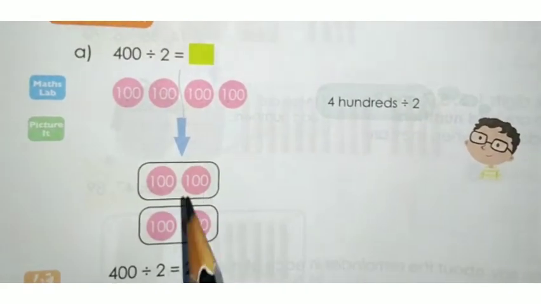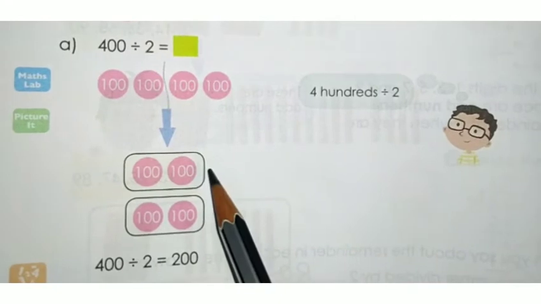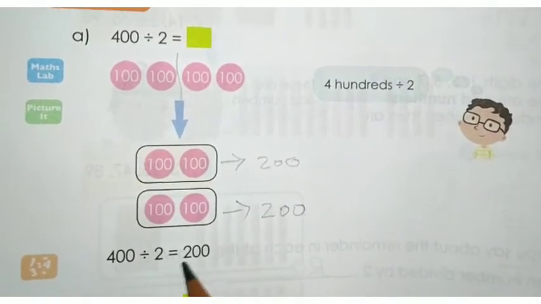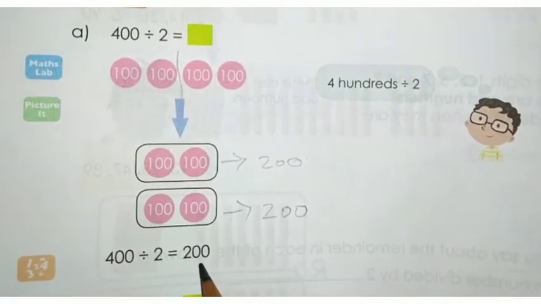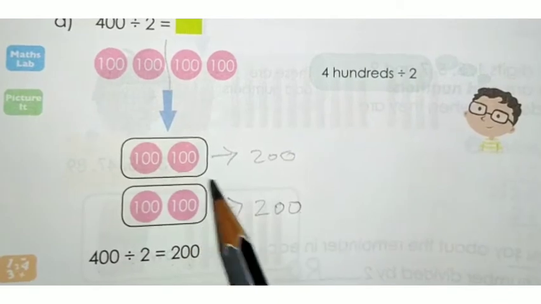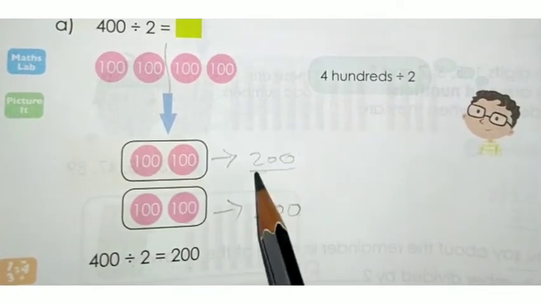Now see here. How many hundreds are here? 2 times 100. So 400 divided by 2 is equal to 200. We are dividing 2 times. So we will get the answer as 200.